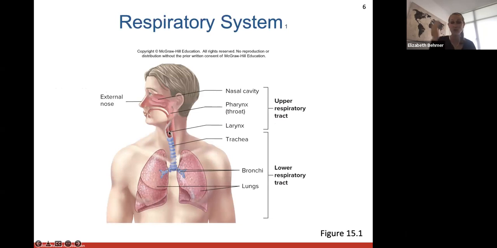And then we'll get into lower respiratory tract structures, which include the trachea. And you can see how the trachea has these little blue rings around it made of cartilage to keep it open at all times. And you can feel those rings if you feel your throat going down your neck. You can feel those rings keeping your trachea open at all times. So air is constantly flowing through the trachea into the bronchi and then into your lungs.